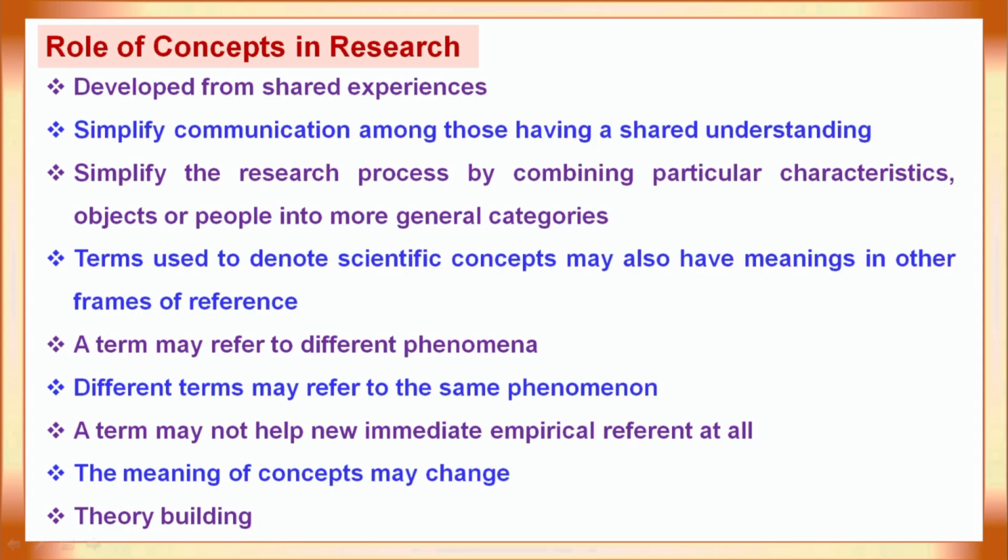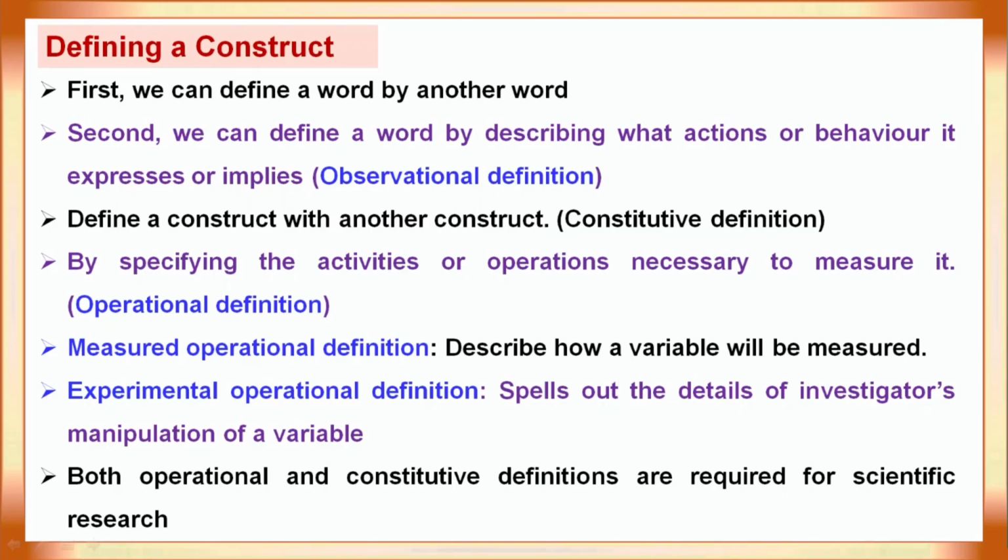And as a matter of fact, as society changes, the meaning of the concept also changes, but the importance of the concept is in theory building, because if you remember, the first component of a theory is that it is a group of interrelated concepts. Another important part in developing a concept is how to define it. Defining the concept is very important for theory building as well as for measuring the concept. So, coming to defining a construct or concept, how can you define a word?